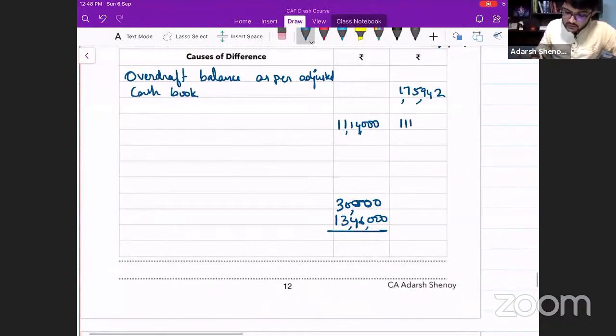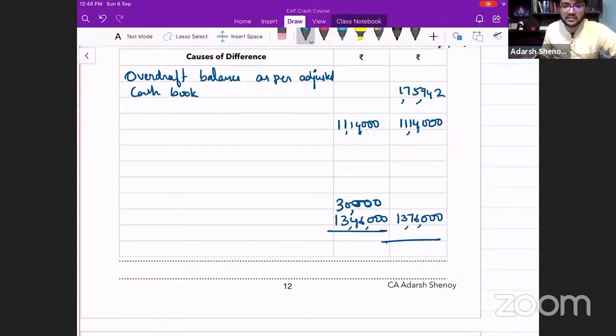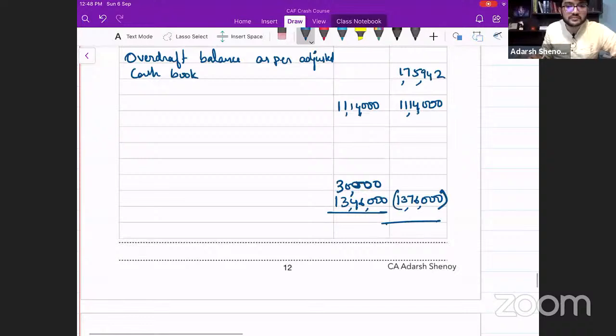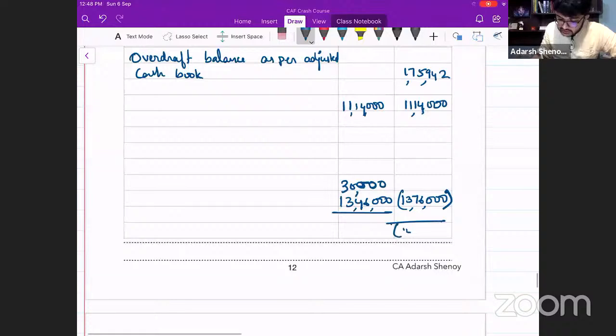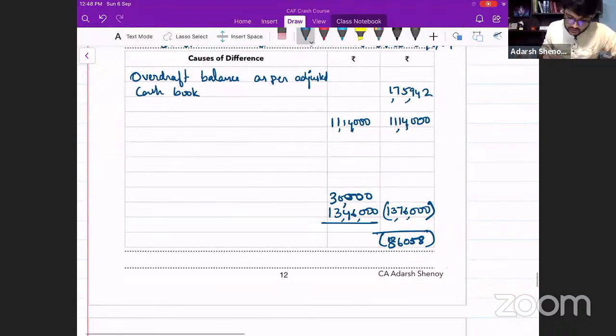The total over here is 11,14,000. This is 13,76,000. See, I did not need you to make a total for this one. Suddenly, Shakuntala Devi I become. Okay, now, could you tell me what is the end balance? The balance is 86,000, but in brackets, right? 86,058. It's in brackets. Could you tell me what does this mean? If it's in minus, it's obviously balance as per passbook.